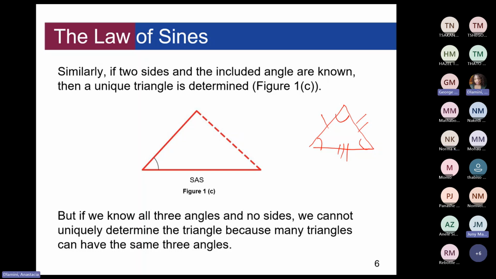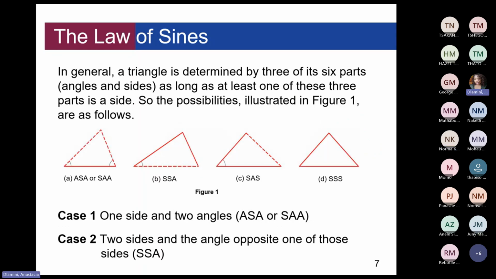Yes, it makes sense. So they say in general, a triangle is determined by 3 of its 6 parts. Remember that in the last session, when we said determine the triangle, we were looking at all 6 parts, which is to find all 3 angles and all 3 sides. So now they're saying here that you can determine all 3 angles and all 3 sides by only using 3 of its parts. Does it make sense?